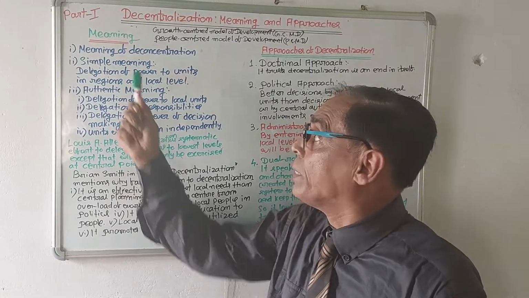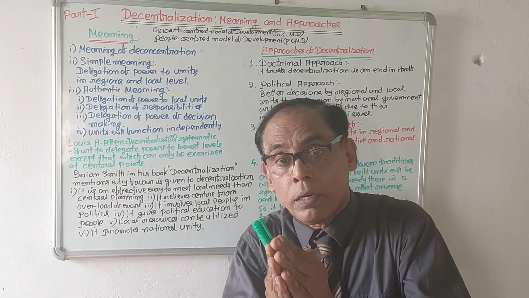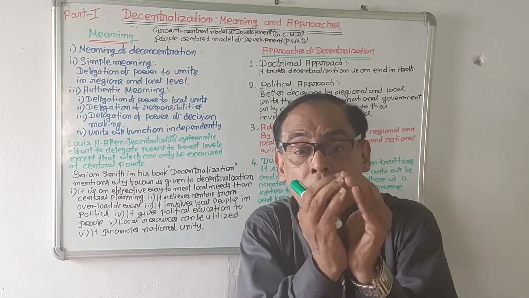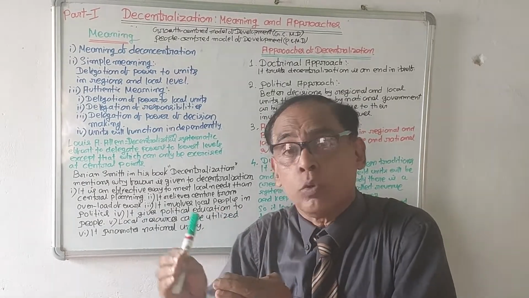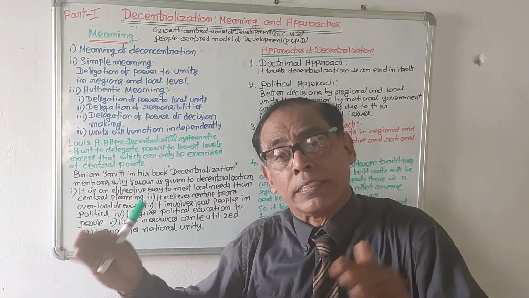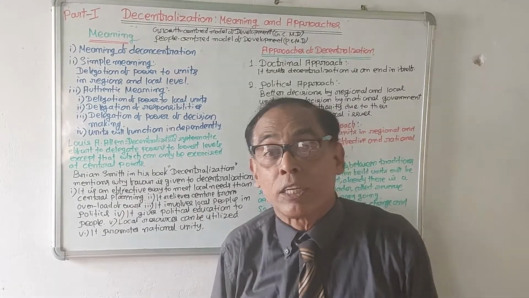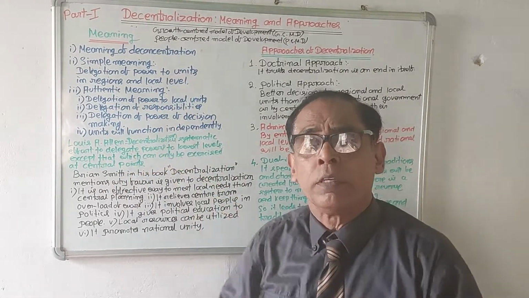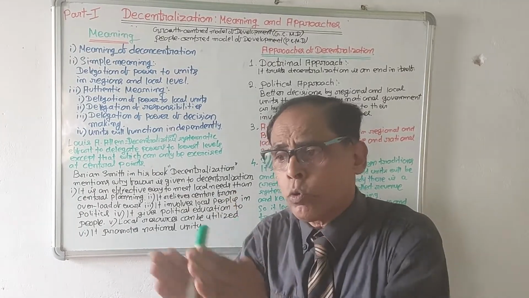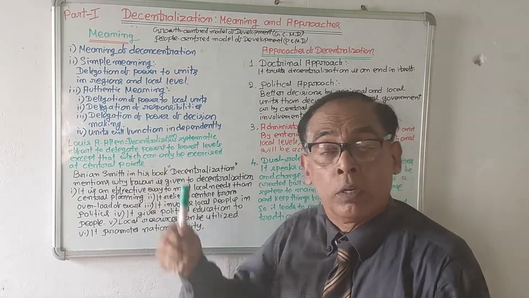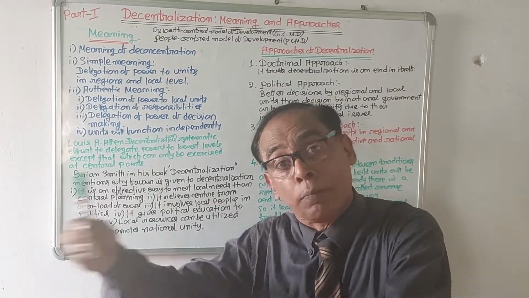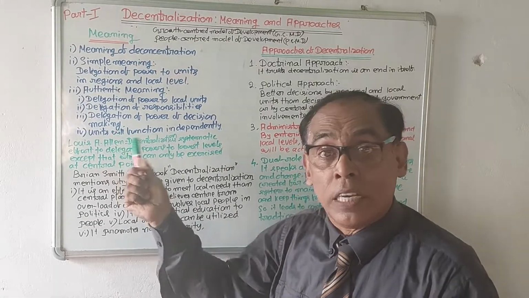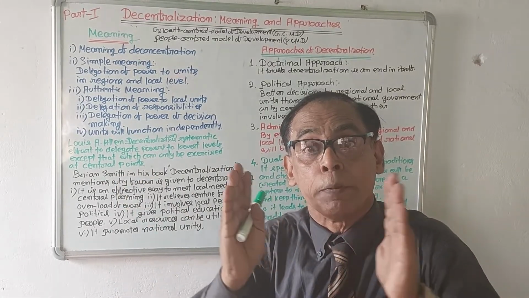In simple language, decentralization means delegation of power from the central government to regional and local governments. But actually decentralization has 4 features. Number 1, delegation of power to local units: the central government will give power to regional governments and local governments. Number 2, regional and local governments will be given responsibility to make development. Number 3, they will be given power to take decisions. And number 4, these regional and local governments will function as independent units.